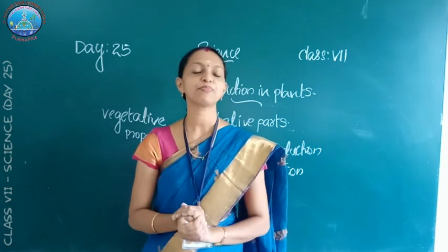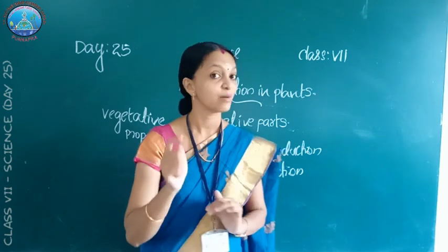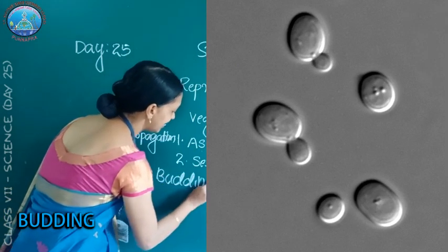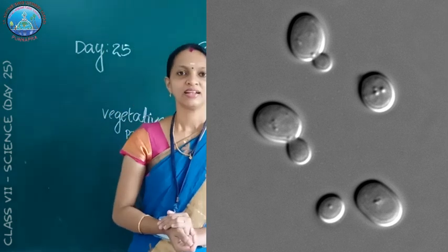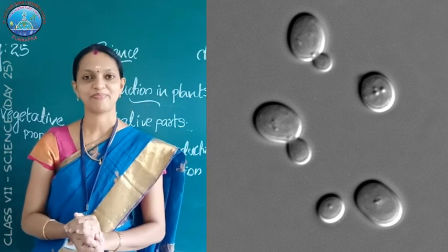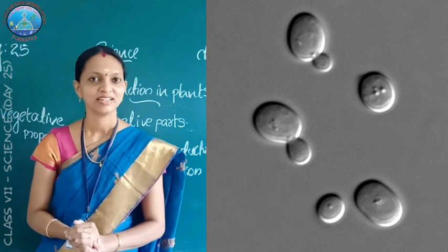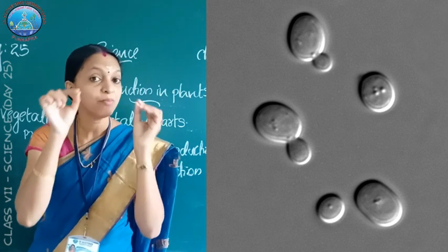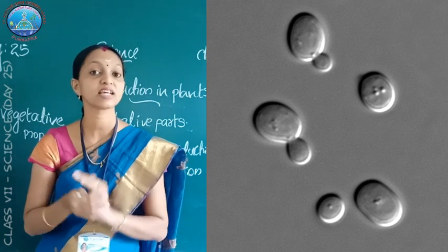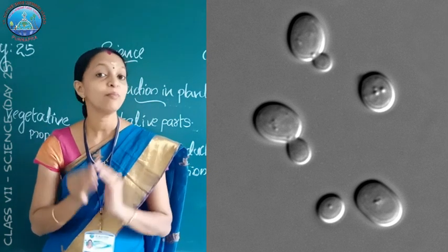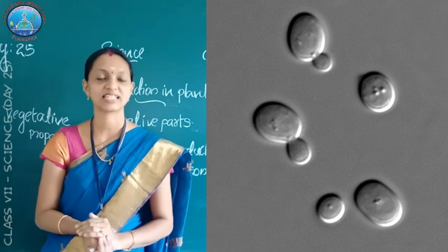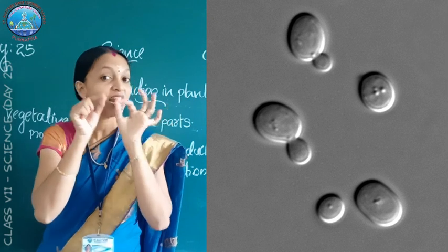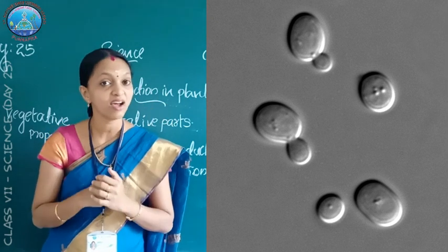The next vegetative propagation or asexual reproduction is budding. Budding. One of the organisms, yeast. Do we have yeast? Yes. The yeast has some bulb-like projections coming out from its surface. The small bulb-like projection coming out from the yeast is known as a bud.